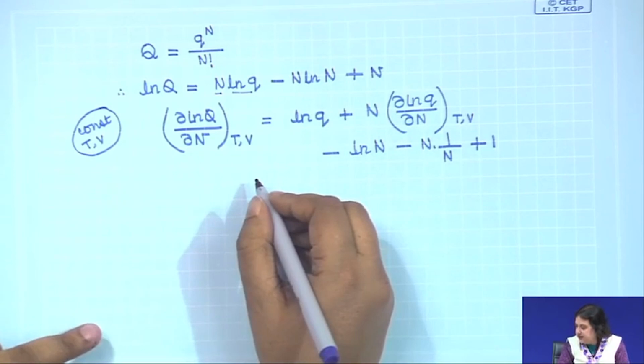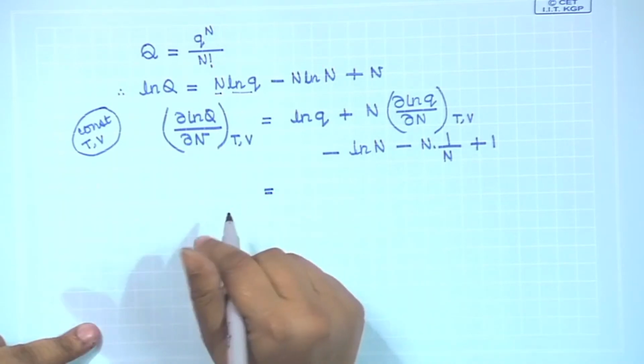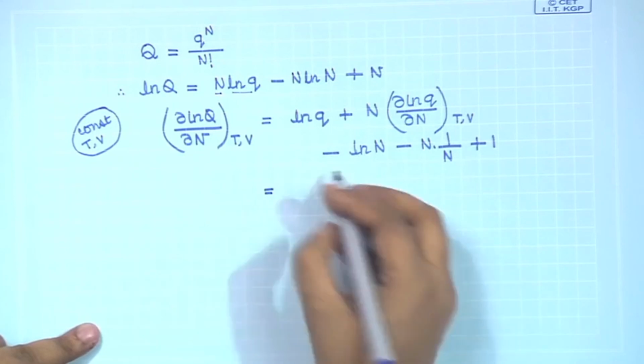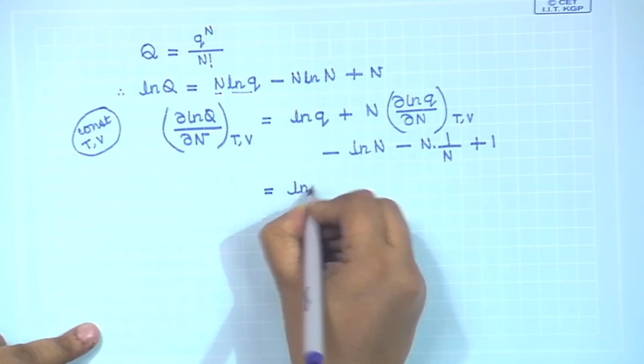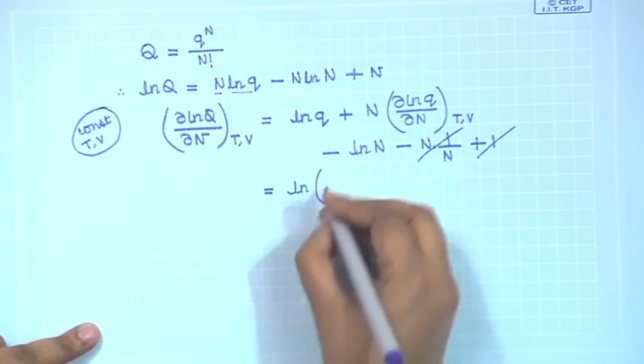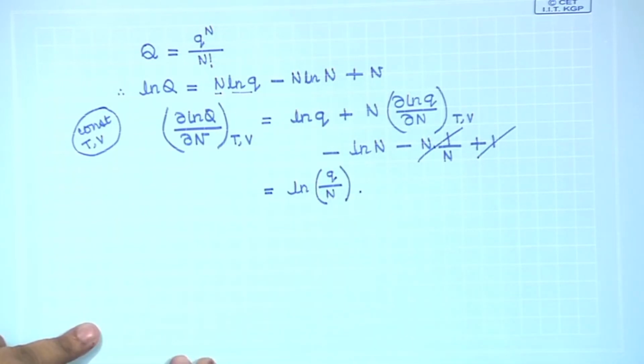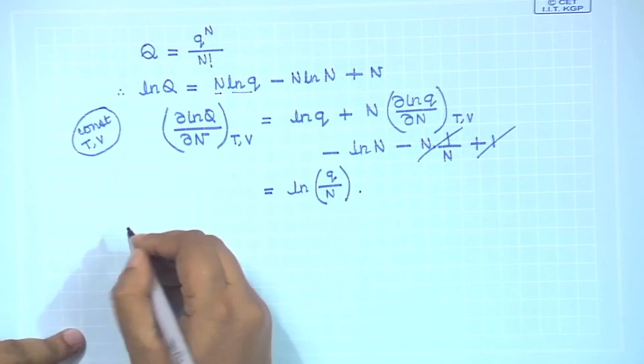So, the result is del ln Q del N at constant T and V, that is equal to ln. These terms cancel out, and so all you have is that this is equal to ln of small q by N. If that is so, then what is mu?